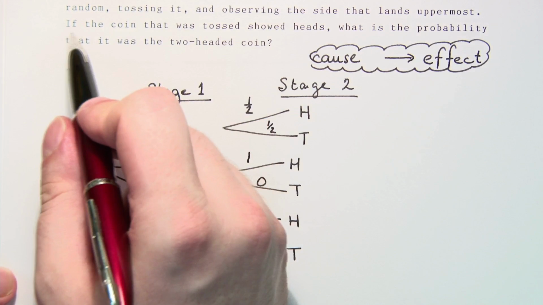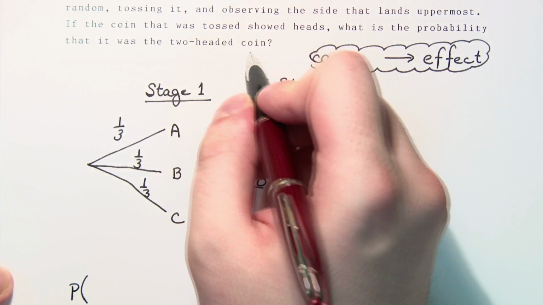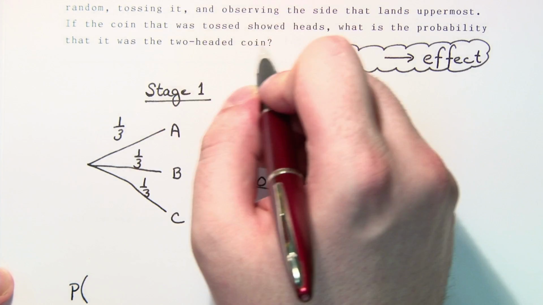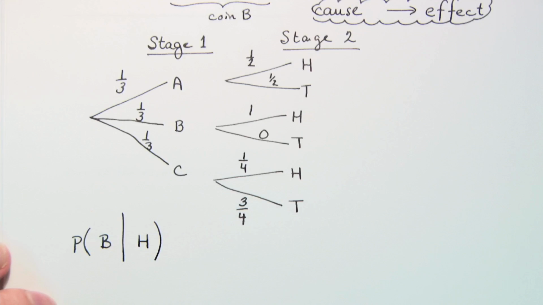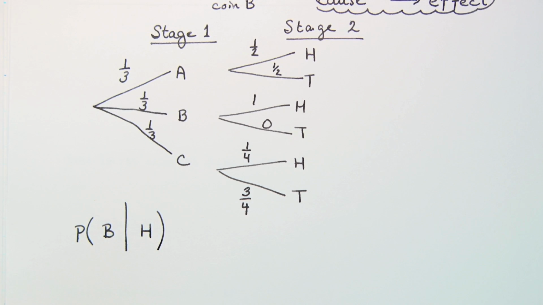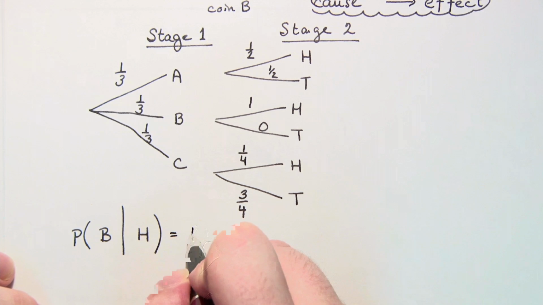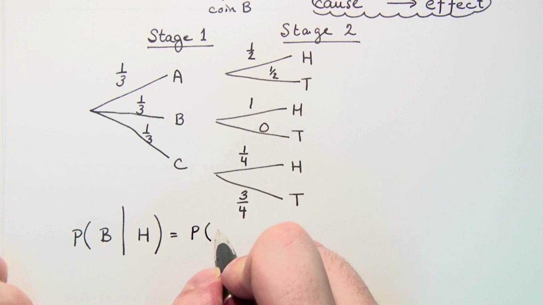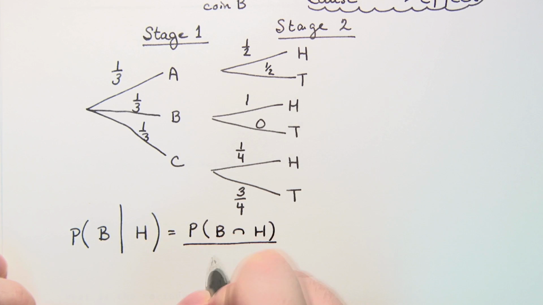Okay. If the coin was tossed and showed heads, this is our given. What is the probability that it was a two-headed coin? So this was coin B. So what's the probability that it was coin B, given that we saw heads? In this case, we can use conditional probability. So that is the probability that you picked coin B and had heads, all over the probability of heads.